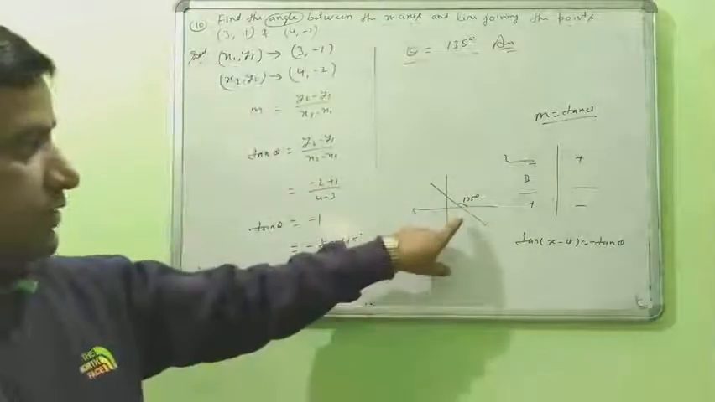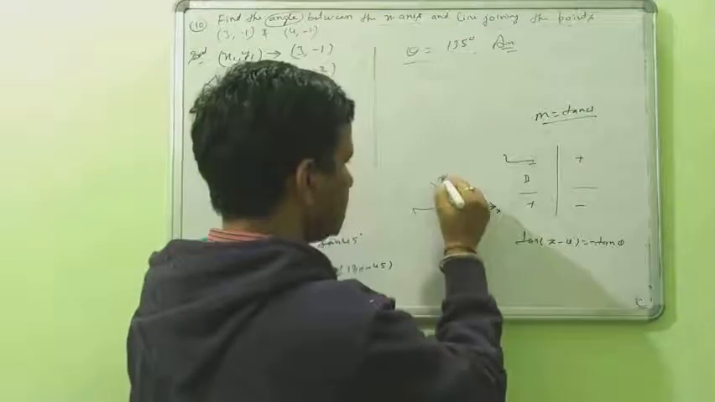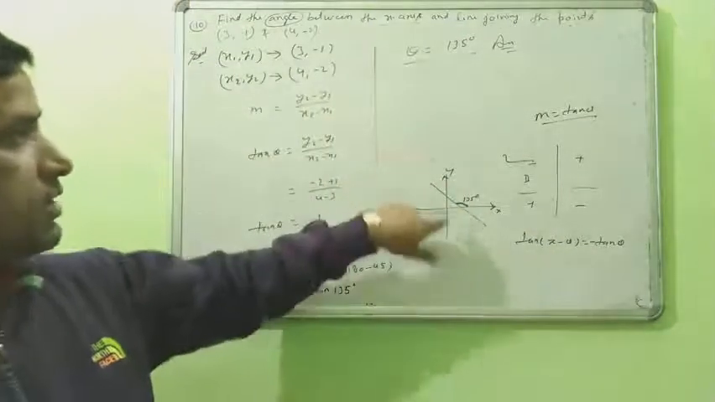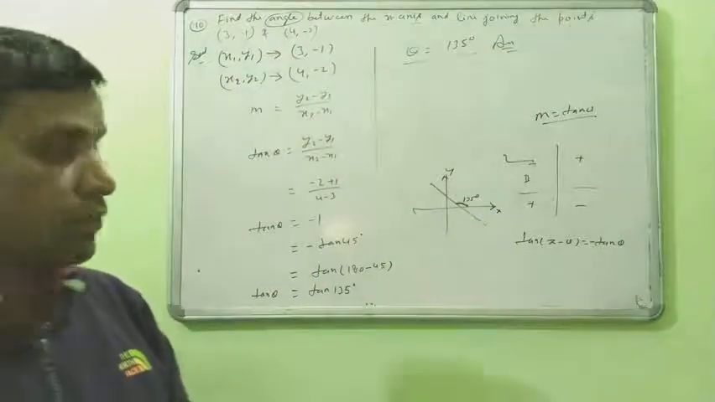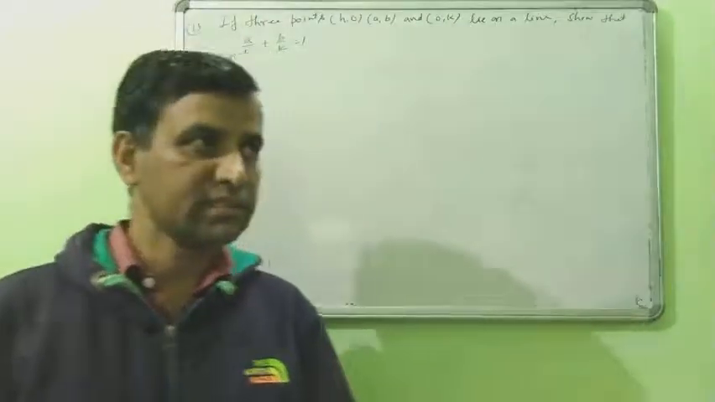According to this, this is the line, this is the positive x-axis, and this is the y-axis. The angle between them is 135 degrees. In this way you will find the angle, 135 degrees. So yes, note it down, and then next. Yes, class. Next question.